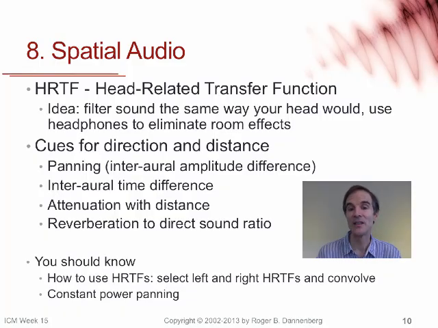In other words, basically select a left and a right HRTF and convolve with the signal to apply that filter. You should understand constant power panning versus linear panning.